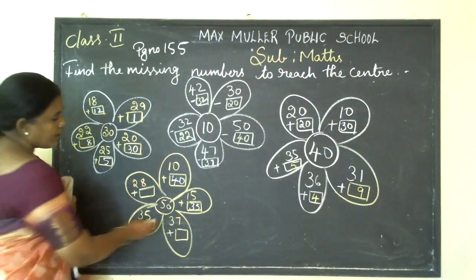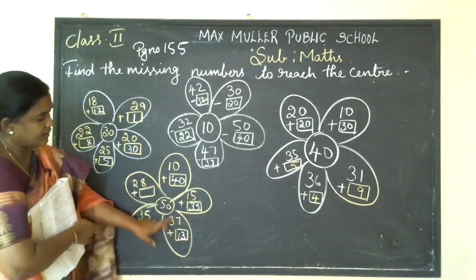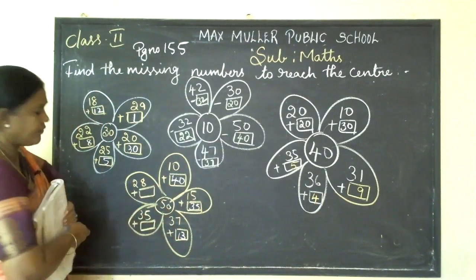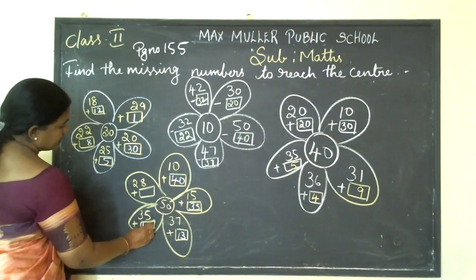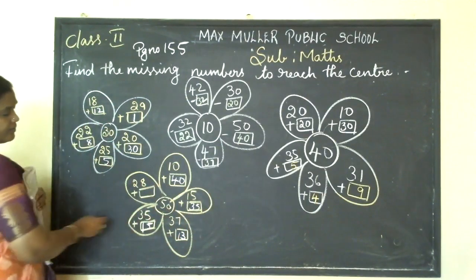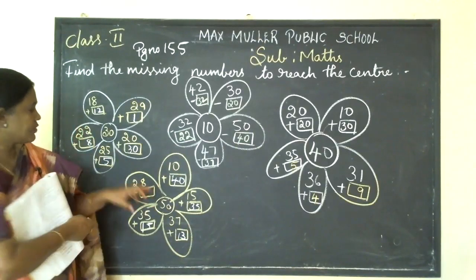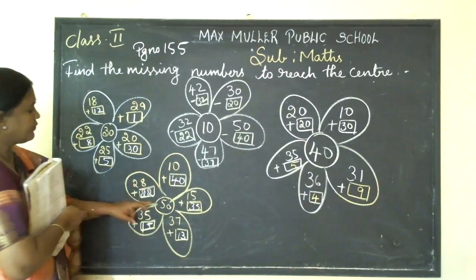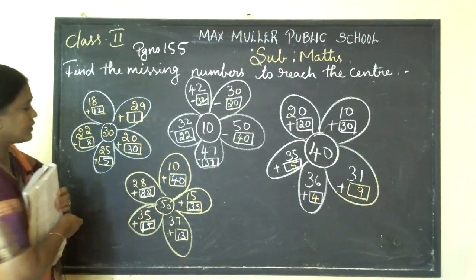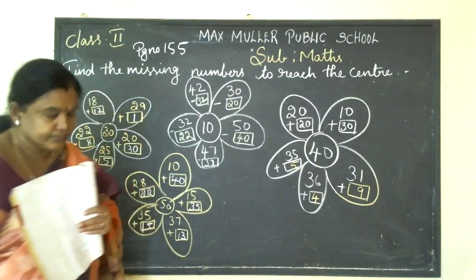3 here. 13 you want to add. 9, 10, 1, 4 plus 1, 5. Here you want to add 15. Here 29, 30. After 30, plus 20, if we add, you will get 50. Understood, children? Like that you want to do the subtraction now.